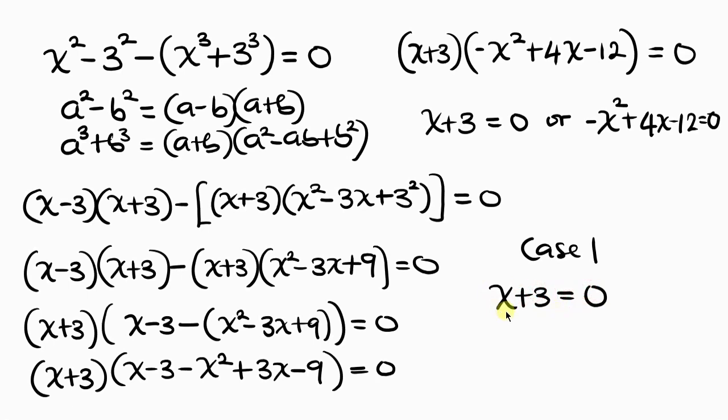So we can easily generate a solution for x from here by moving 3 to the right hand side, so that we have x to be equal to, as 3 crosses to the right, it becomes negative 3. So this is our first value for x. Now let's focus on our second case, which is this one we have here.